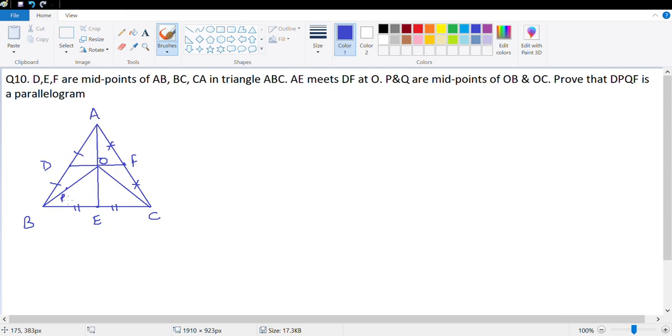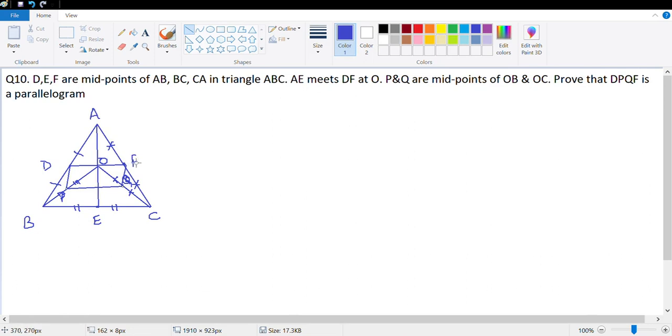This is P, and this is the midpoint, and Q is the midpoint of OC. This is Q, this is the midpoint. Prove that DPQF, where is DPQF? This is D, this is P, this is Q, this is F, and so we need to prove that DPQF is a parallelogram.